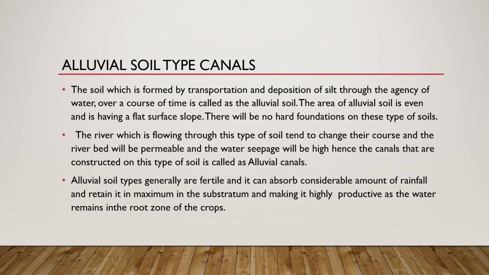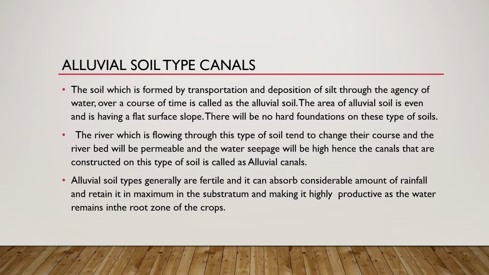Then the alluvial soil types are generally fertile. Since these soils are washed away continuously through their lifespan, they obtain a greater amount of minerals while getting washed away, so they become very fertile, and they can absorb a considerable amount of rainfall and retain it to the maximum in the substratum, in their aquifer or vadose zone.